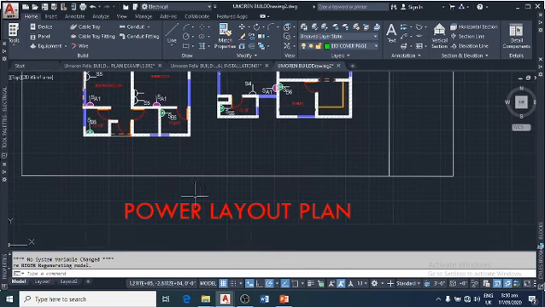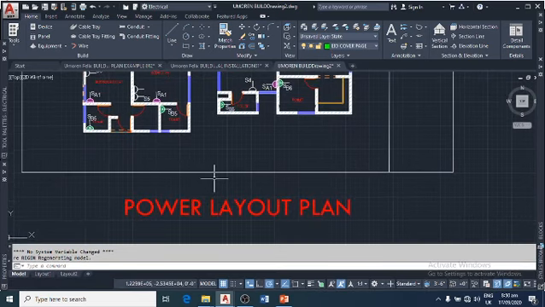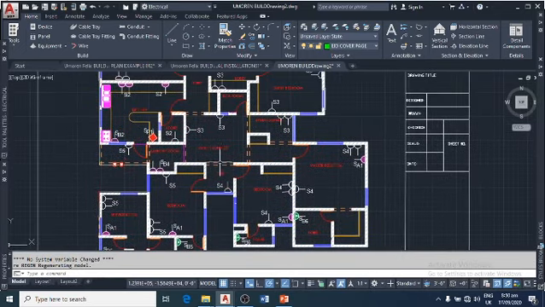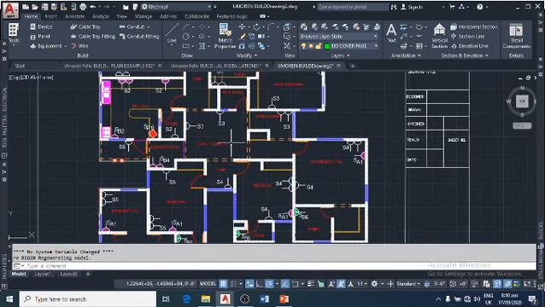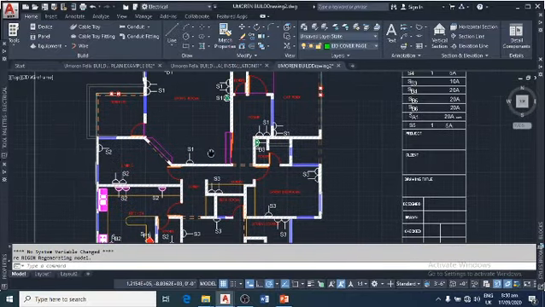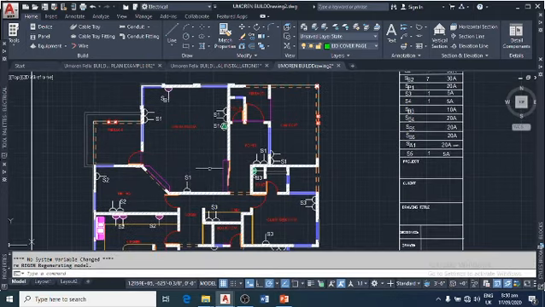Okay, we have come to the end of the sub-circuits for the power layout. At the end of today's class, you should be able to design a power layout and also group the components into sub-circuits.